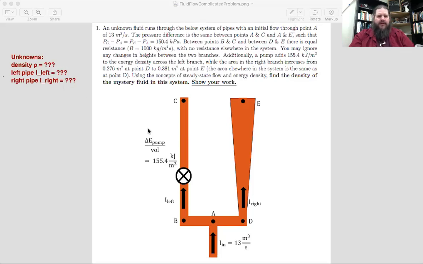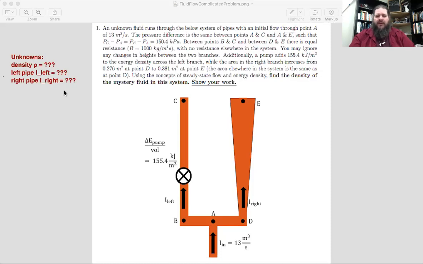We're given all of the relevant pressure differences. We're given the strength of the pump, and we're told the current flowing in. And we know the area change for the right pipe as it spreads out. So I think we know all the other relevant values. We just have 3 unknowns. If you just have one equation relating 3 unknowns, then you can't really solve that numerically. You can't find a numerical solution.